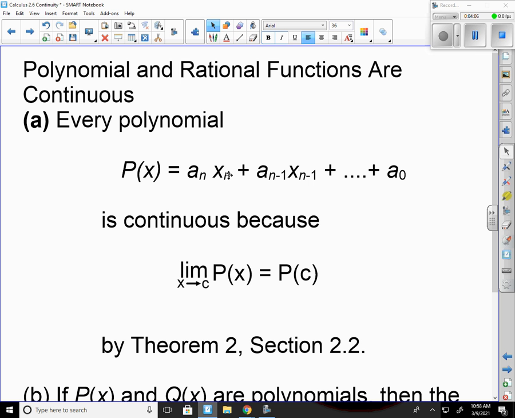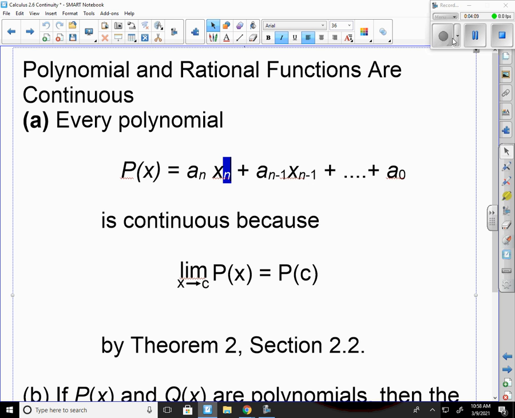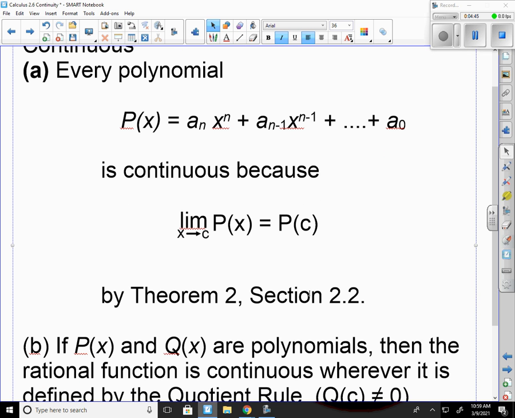This should be a superscript, not a subscript. That's better. This should be a superscript, which means it's an exponent. Anyways, as long as I have x to the nth power, so that could be x to the 5th plus x to the 4th plus and so on, going down until I don't have any more x's. It's continuous because the limit as x approaches c of a polynomial function is equal to just plugging c into the function. And that came from theorem 2, which was in section 2.2. So because my limit exists, I know that that's going to work.